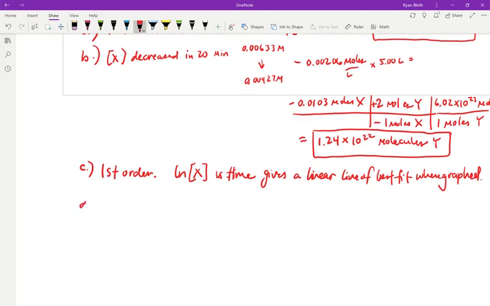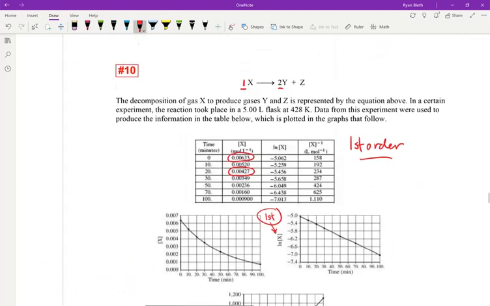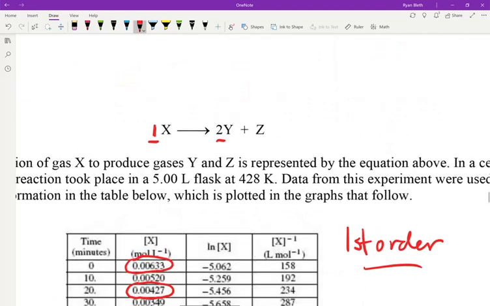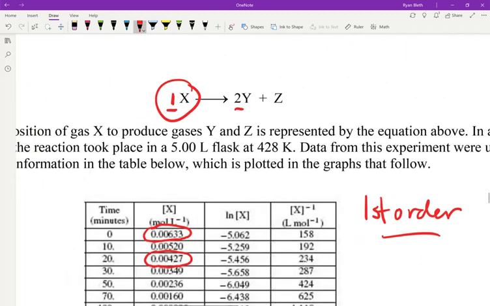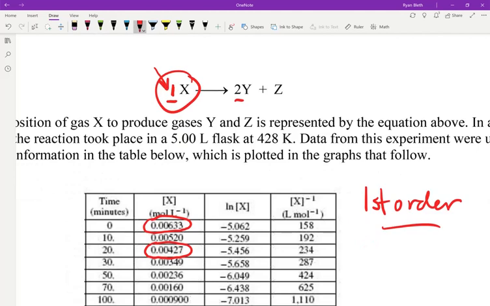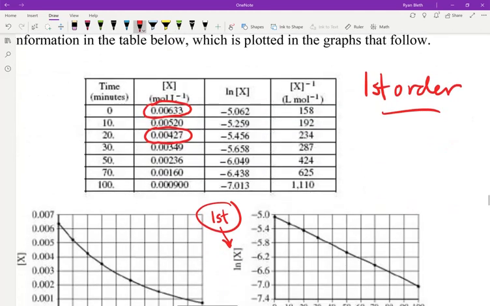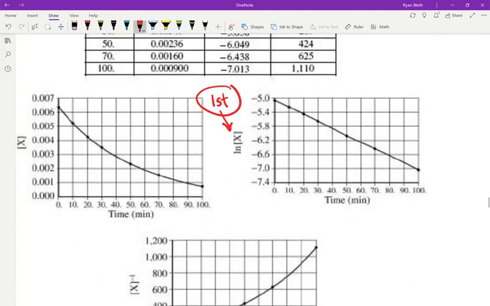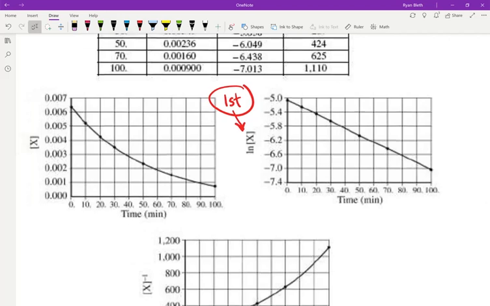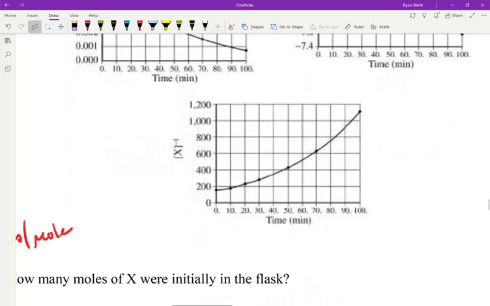D wants us to set up the rate law expression then, and so rate would equal k times x to the first. And as usual with a decomposition reaction, the only reactant is x, so the only thing in my rate law should be x. And know it's first order, not because there's a 1 here, that's a coincidence, but because the graph of natural log of x versus time is the linear graph. That's how we know it's first order.